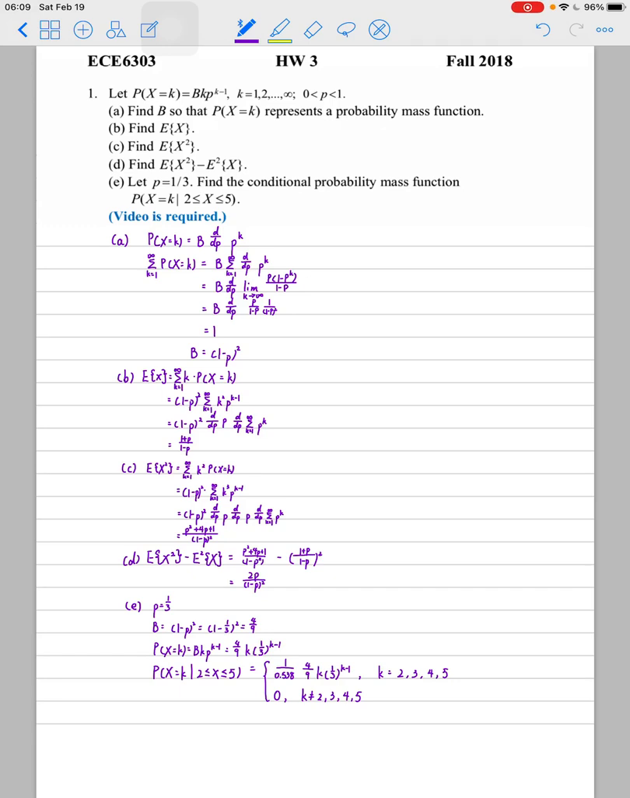This is question 1. Let p(x = k) equal b times k times p to the power k minus 1, for k equals 1 to infinity, and p is bigger than 0 and smaller than 1. For part A, find b so that p(x = k) represents a probability mass function.